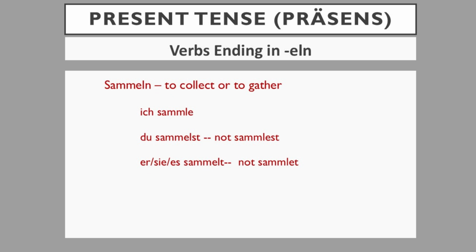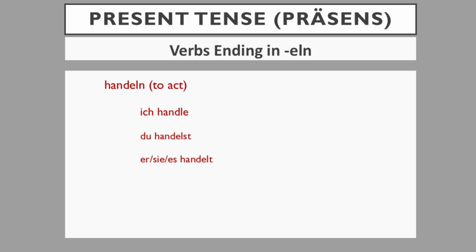Some verbs ending in E, L, N lose the extra E in the first person singular. This makes the pronunciation smoother. For example, sammeln, which means to collect or to gather. In the first person singular, ich sammle, the extra E disappears. The other examples are handeln, to act: ich handle, du handelst, sie, es handelt; klingeln, to ring: ich klingle, du klingelst, sie, es klingelt.